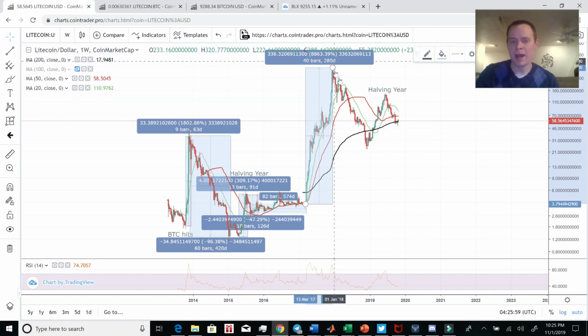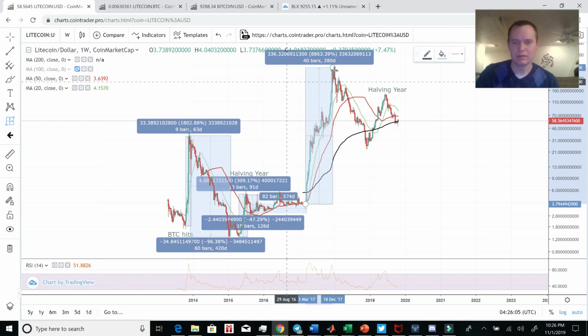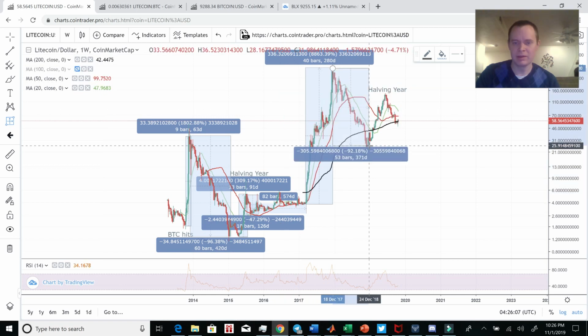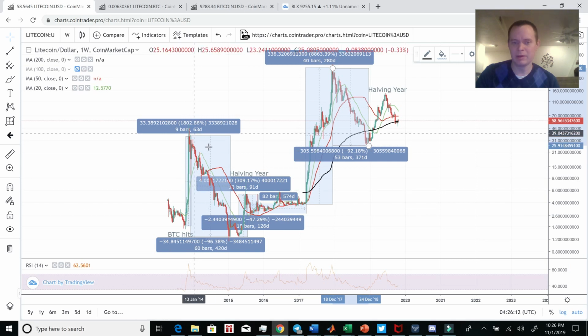Now, what happened following this large increase? Well, again, we saw a large retracement that was around 92%. So you can see it's following a very similar pattern.